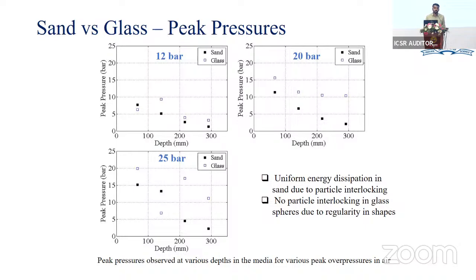The reason that we can think of is the lack of particle interlocking in the glass beads, because they are hard and of spherical shape, and so this can be the reason for the unavailability of dissipation in this case.